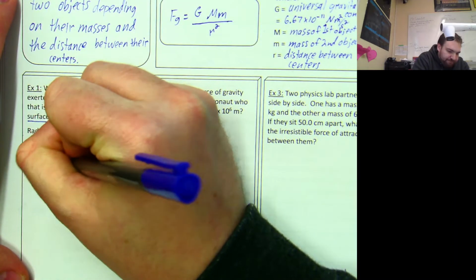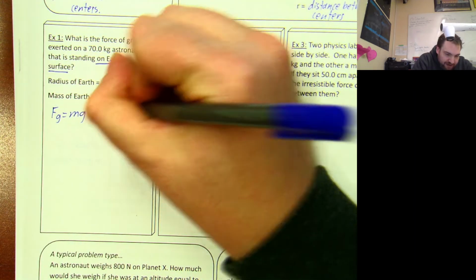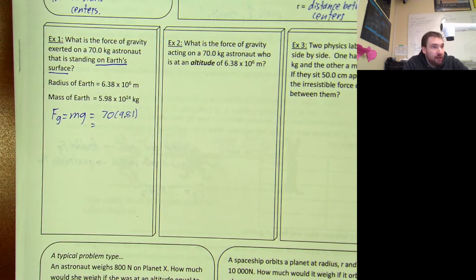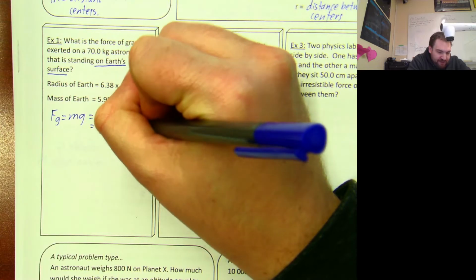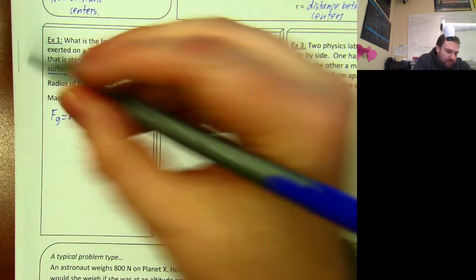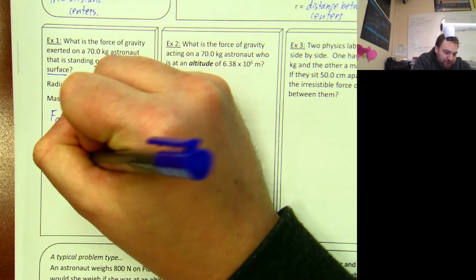Fg equals mg. So we're going to get our 70 kilograms times 9.81. What's the force of gravity on our astronaut on the Earth's surface? 686.7 newtons. Okay, let's use our new expression now. Our new expression is the universal law of gravitation. Fg equals big G, big M, little m over r squared.